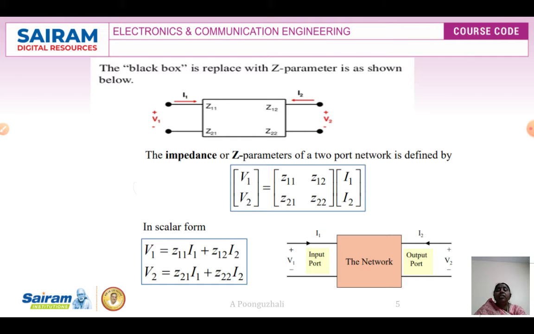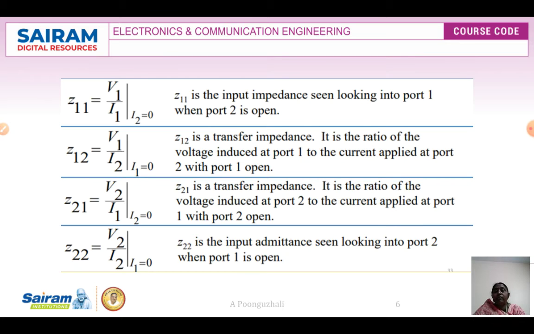So here in this case your impedances are going to be this. The impedance or Z parameters of a two-port network is going to be defined by V1, V2 is equal to Z11, Z12, Z21, Z22 into your I1, I2. So in scalar form we can write it as V1 is equal to Z11 into I1 plus Z12 into I2, V2 is equal to Z21 into I1 plus Z22 into I2. So how we are going to define is by making your I2 equal to 0 in the first equation.